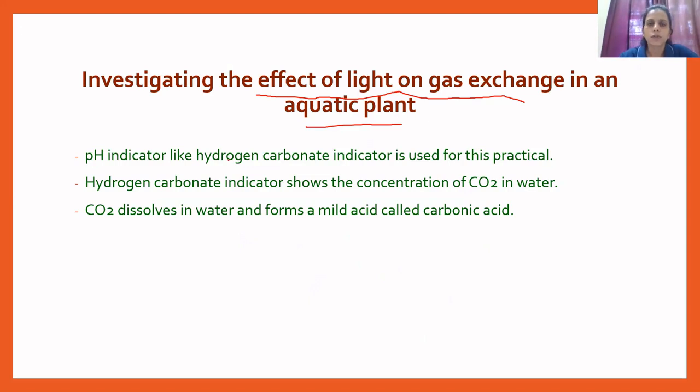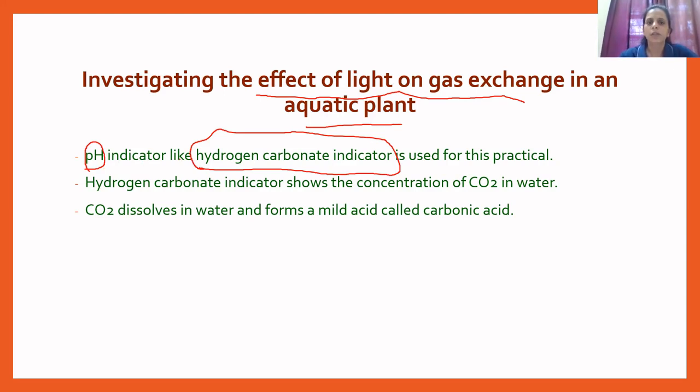So in this video, we are going to investigate the effect of light on gas exchange in an aquatic plant. In order to perform this experiment, you need an indicator called hydrogen carbonate indicator. We are using this indicator because it is highly sensitive to the pH of the solution. Hence it is also called pH indicator.